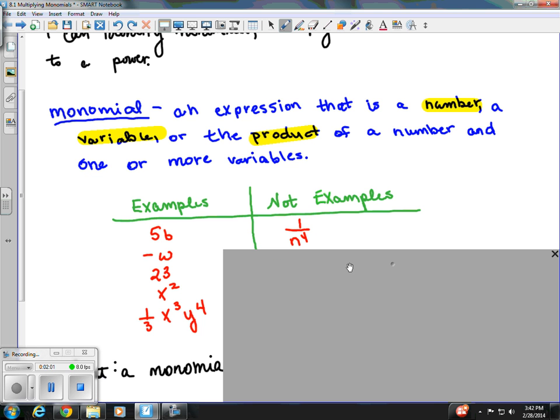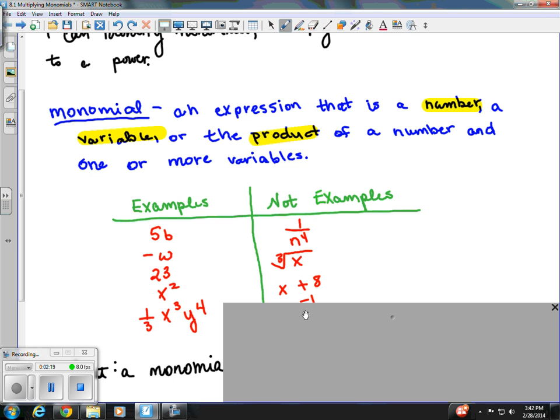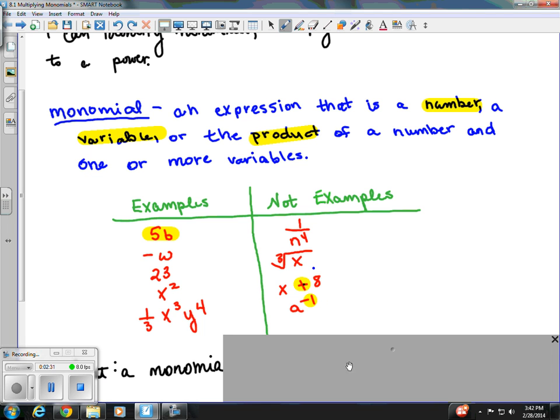Now for the non-examples. Our first one is 1 over n to the fourth. We cannot have a variable on the bottom of a fraction. Our next one is the cube root of x. You can't take cube roots or square roots. Once again, the only thing we're allowed to do is multiply. x plus 8, because that plus sign, once again, we can only multiply, so they can only be written side by side. And our last one, a to the negative first power. We can't have any negative powers.